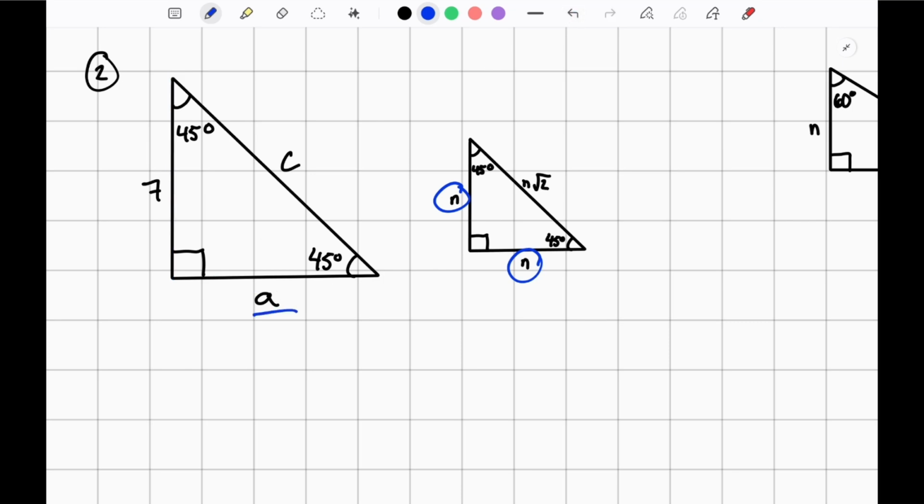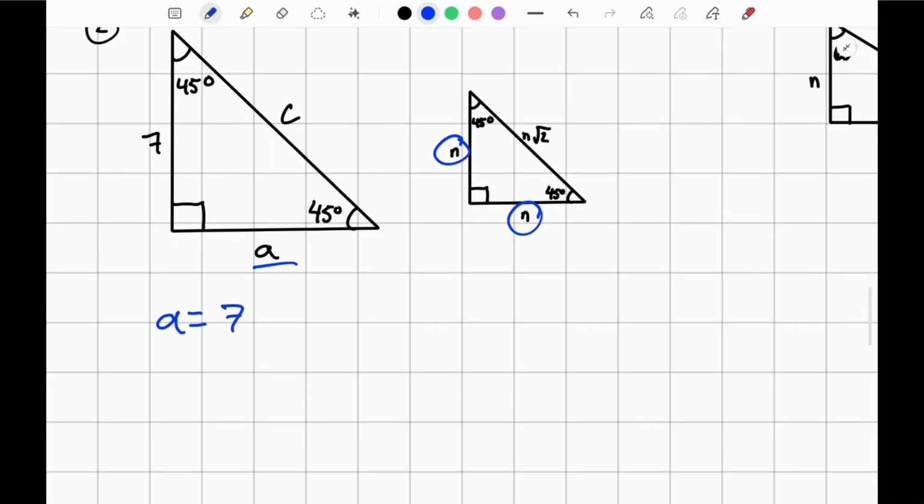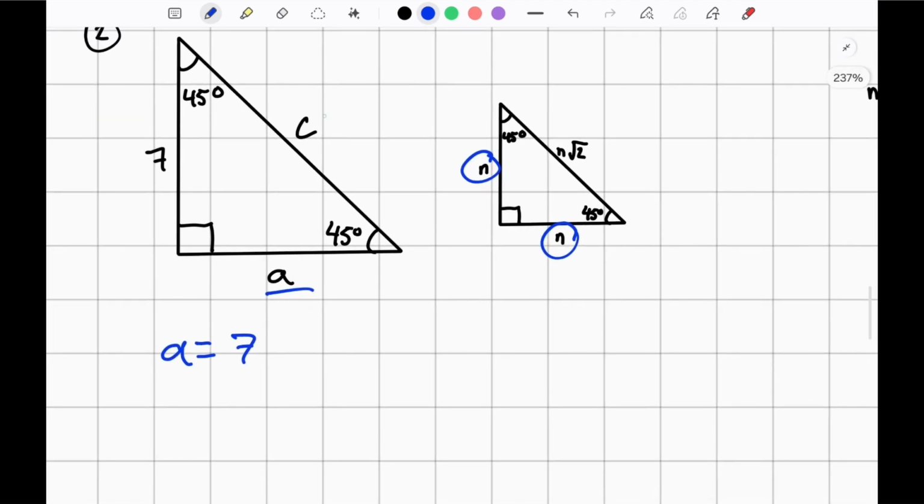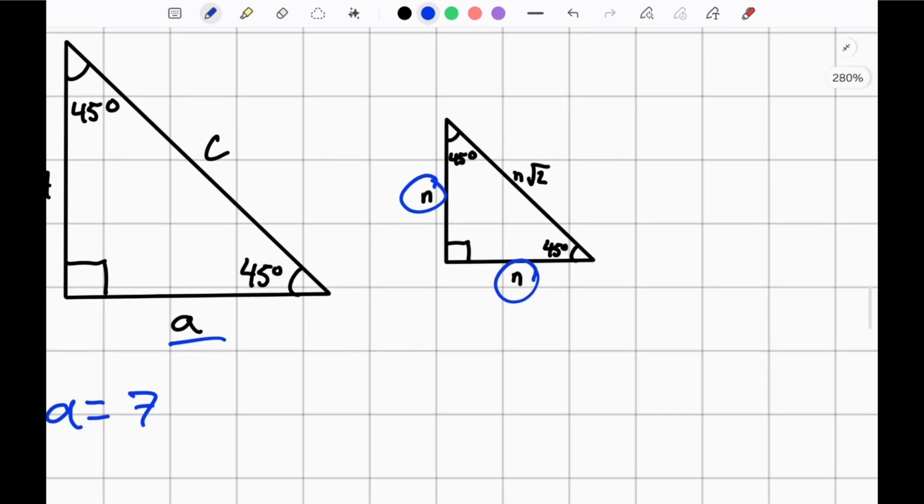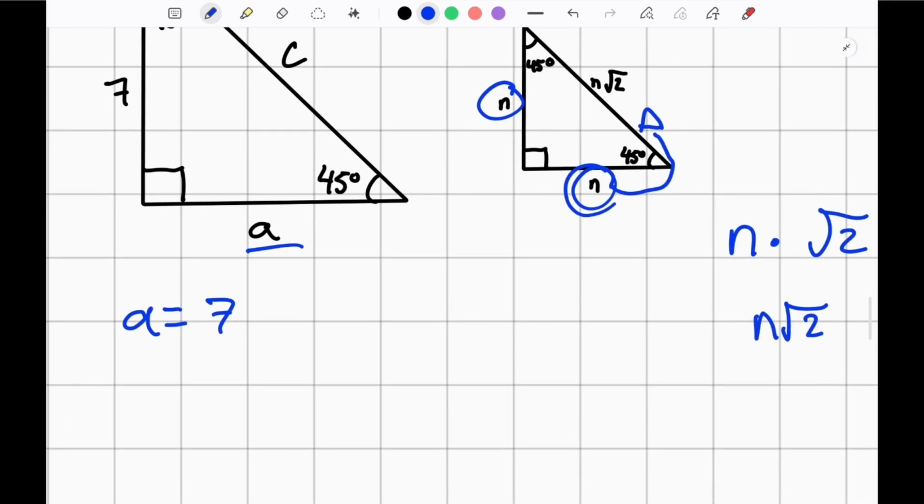And we want to get A. So in this case, A measures the same as 7. So A equals 7. And that's how we get A very easily. Now, C, on the other hand: in the reference triangle, we see that to get this side, if we have the n side, we multiply it times the square root of 2. Because if we have an n, and we multiply it times the square root of 2, we get n times square root of 2. So this side multiplied times square root of 2 is the long side.